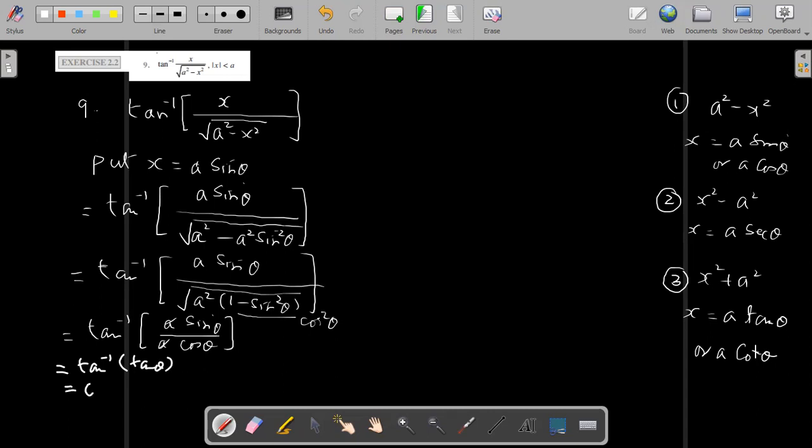Tan inverse tan theta is equal to theta, but the answer is not theta. We have to find the answer in x and a. So from here we can find the value of theta. Sine theta is equal to x upon a, or theta will be equal to sine inverse x upon a. Therefore the answer is sine inverse x upon a.